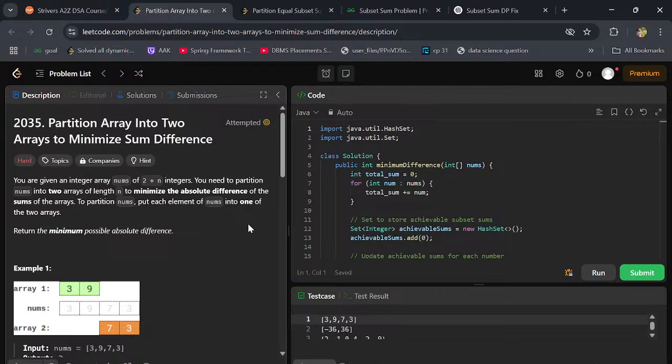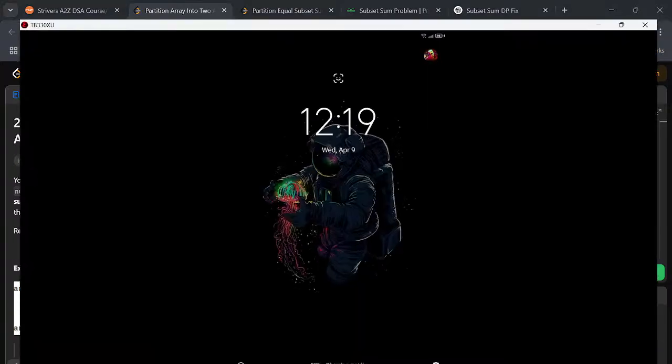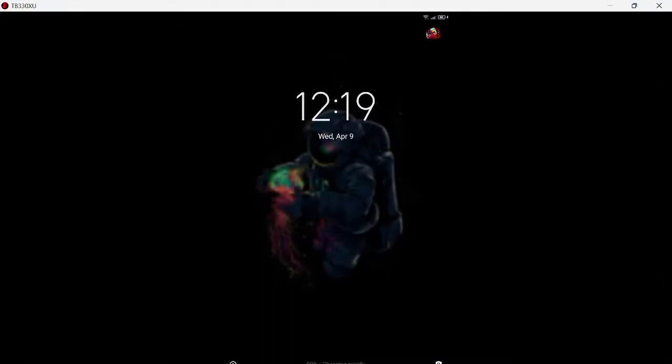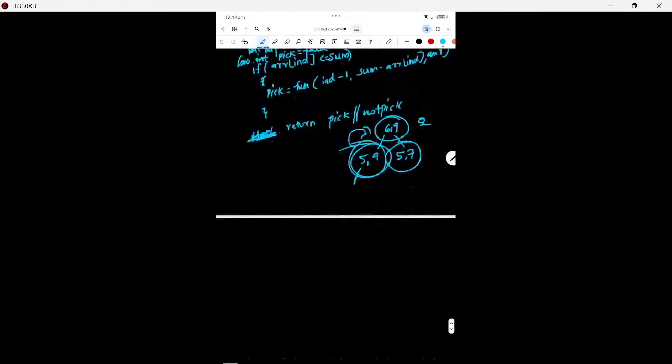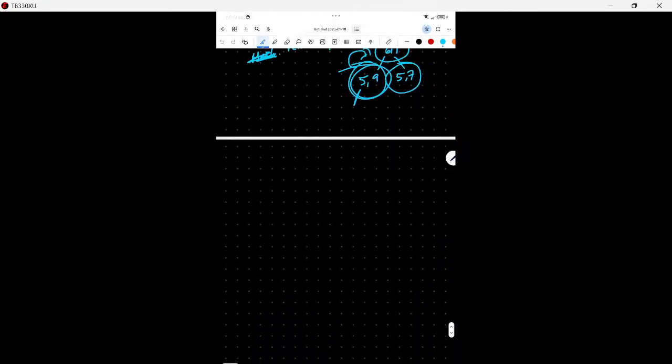Here the tabulation comes in. What is tabulation saying? Let's go to the tab and see what tabulation can say. Let me tell you what the tabulation can say.